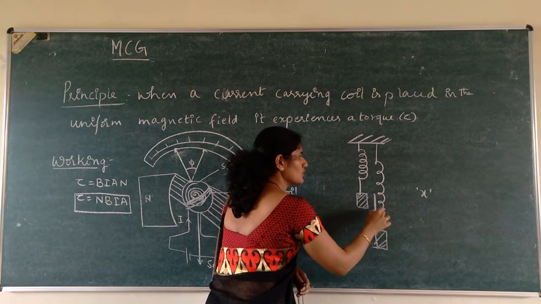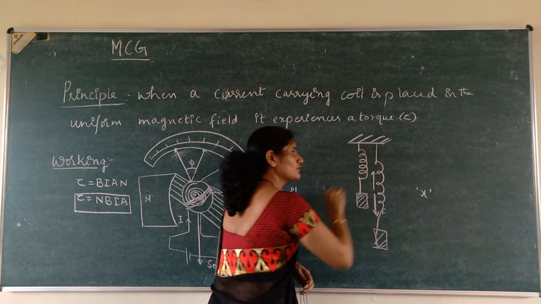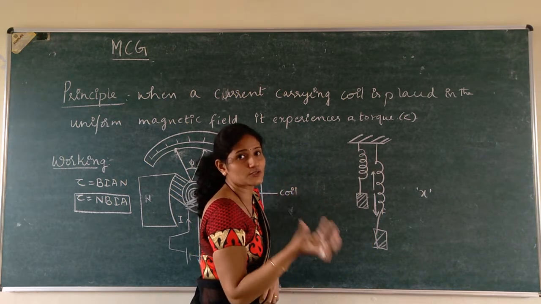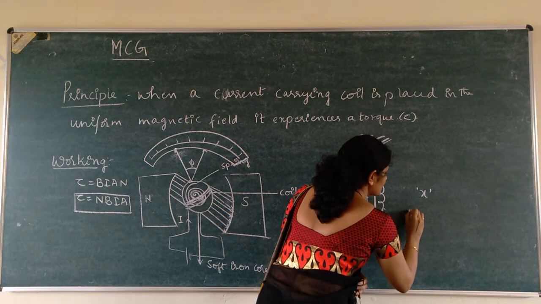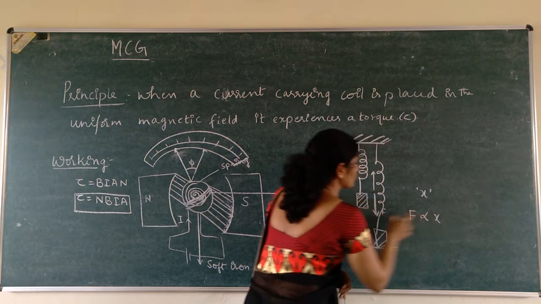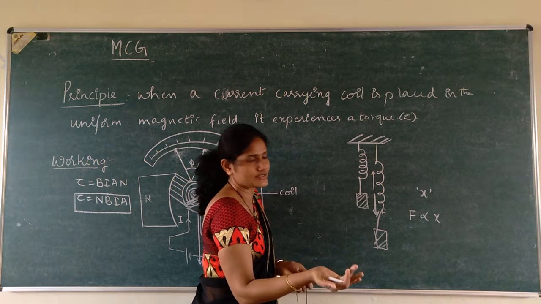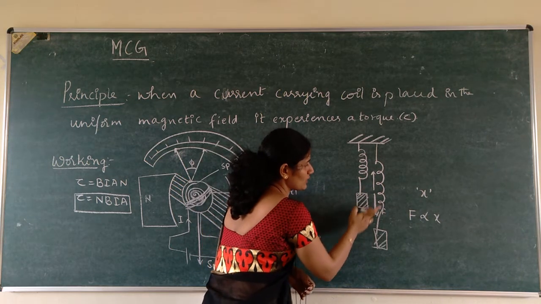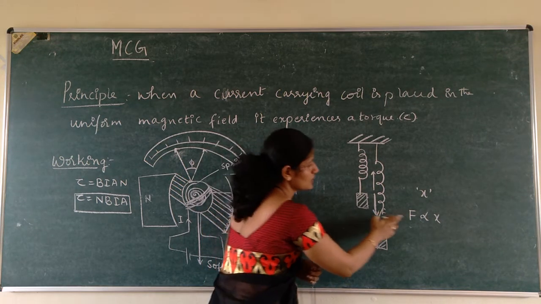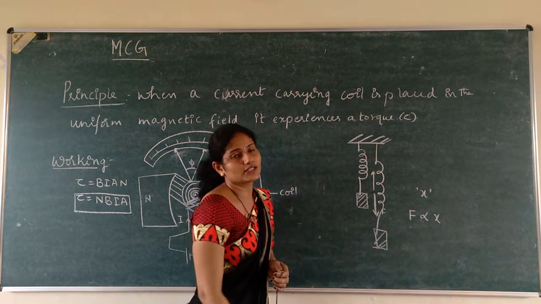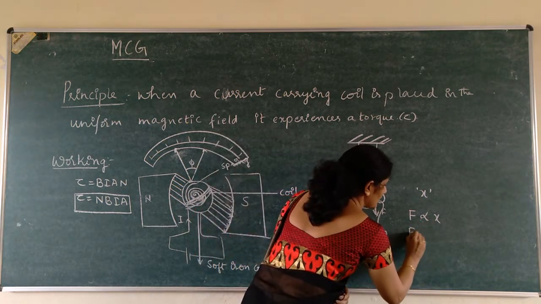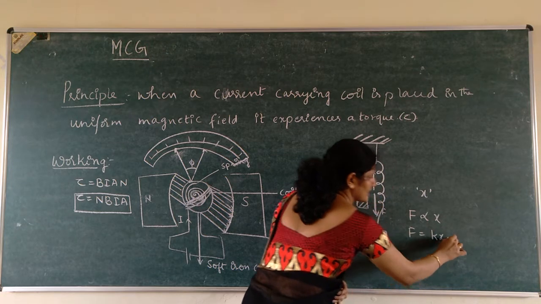This is the direction of force. When we apply force, restoring force will be developed within the spring, right? So, the restoring force is directly proportional to displacement. As F increases, displacement also increases. This restoring force is always equal and opposite to the applied force. So, F is directly proportional to the displacement. F is equal to some constant k into x.